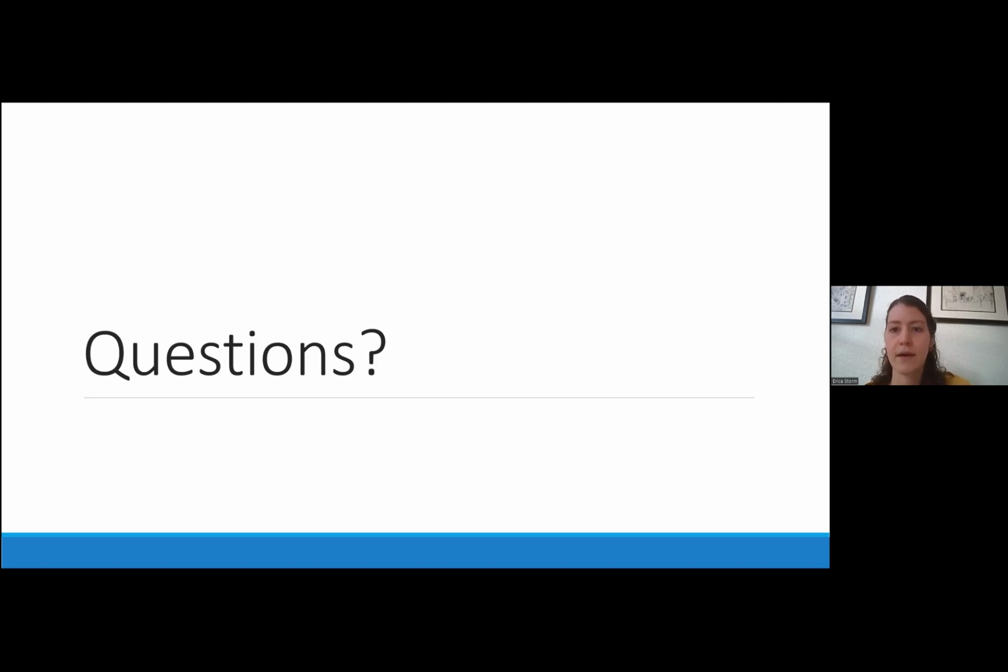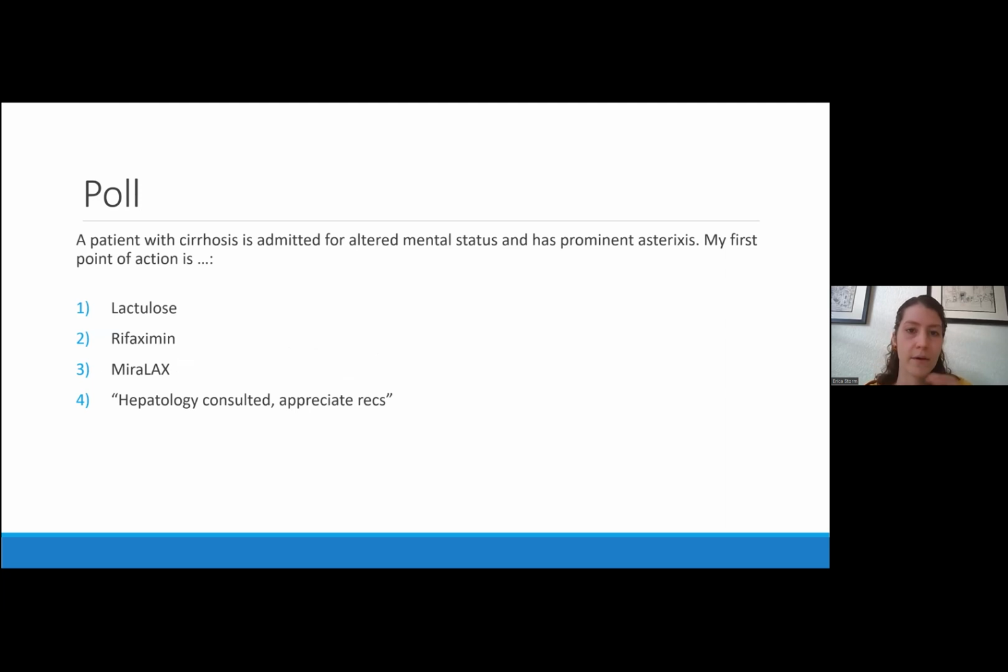Great. So the last thing I want to talk about is encephalopathy. For those of you who we've appropriately diuresed our patient, we've put them on a fluid restriction, but we're admitting them, we have them stick out their arms and they're flapping away. So what would be your first point of action to try to resolve their encephalopathy?